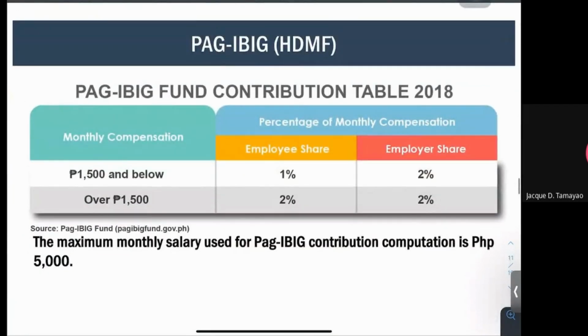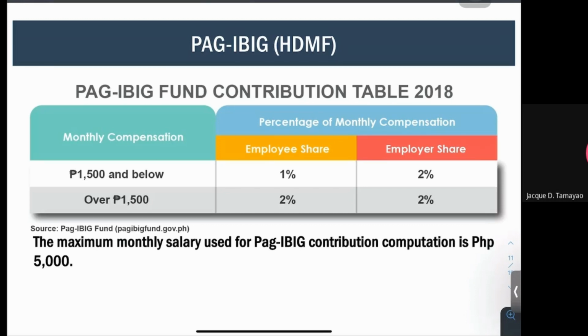So we're done with SSS. We proceed now to your Pag-IBIG. For Pag-IBIG, it is dependent on your monthly compensation. If it's 1.5 and below, 1% for employee, 2% for employer. If over 1.5, 2% for employee, 2% for employer. The maximum monthly salary used for Pag-IBIG contribution computation is 5,000.